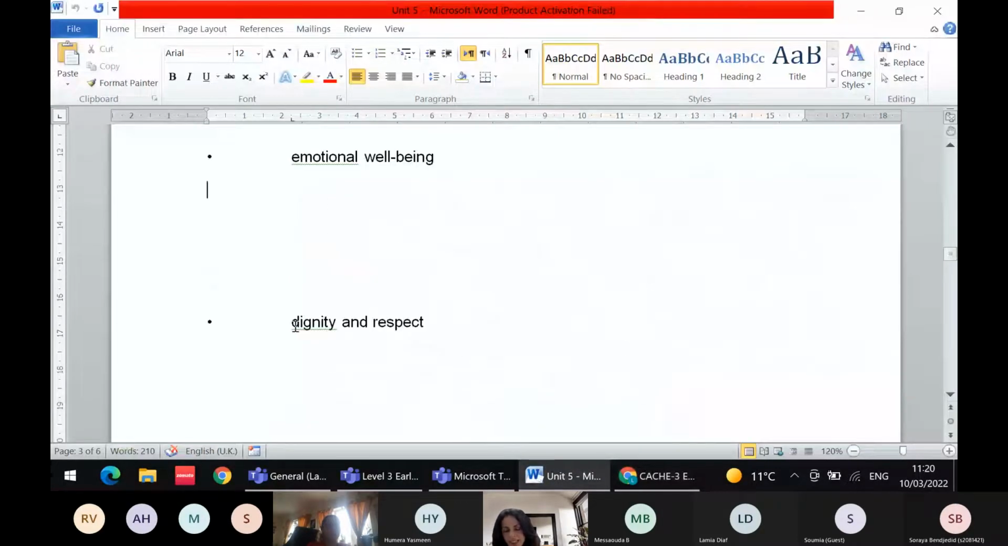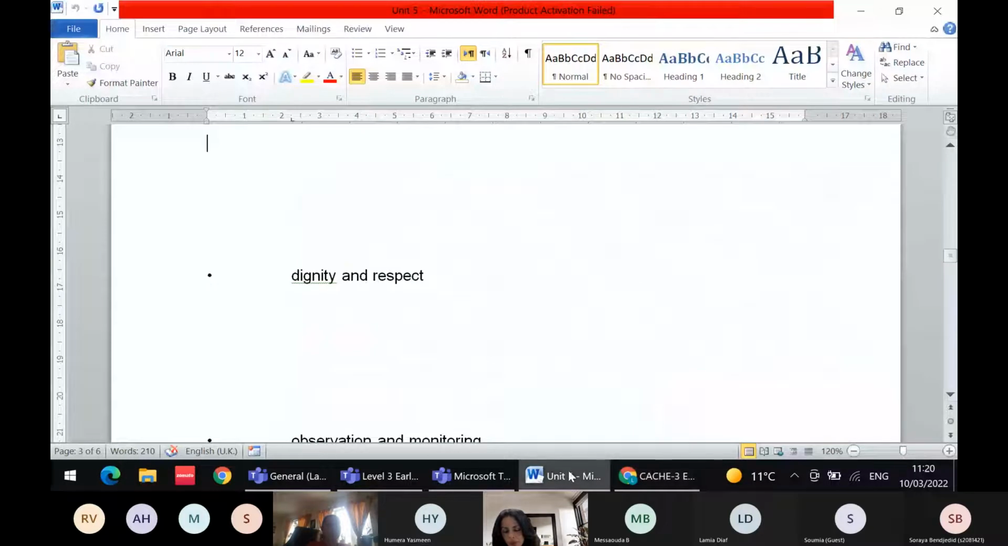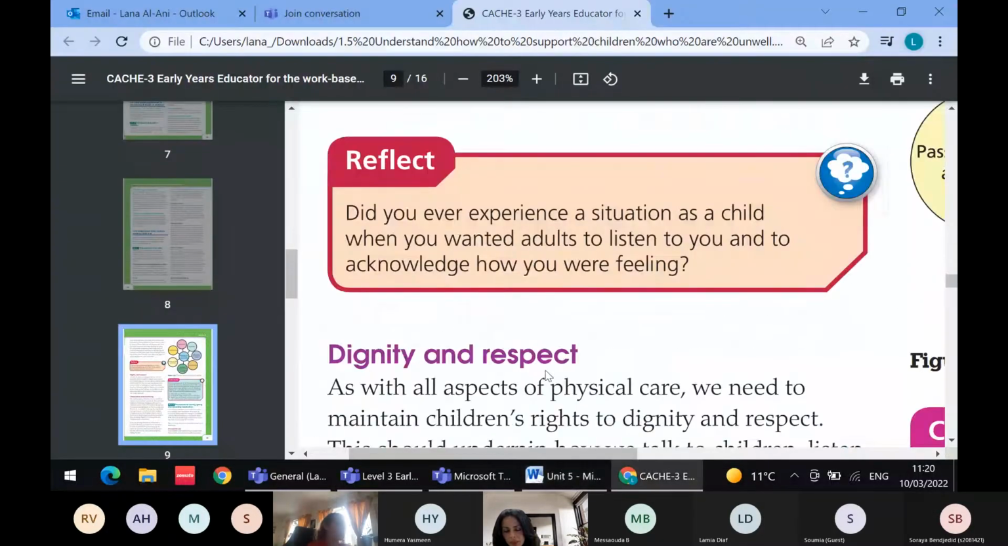How about dignity and respect? Do we know anything about dignity and respect if the child is ill?